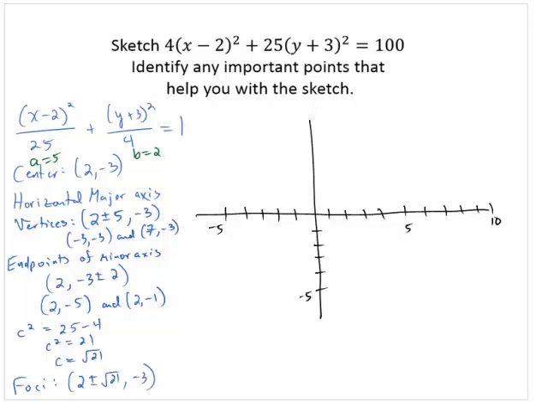Plotting, well, the center is at 2, negative 3. And recall, I like to plot that with an open point, because it's not on the curve. That's a guide point. The vertices are at 2 plus or minus 5, so at negative 3, negative 3. That's a solid point. And 7, negative 3.